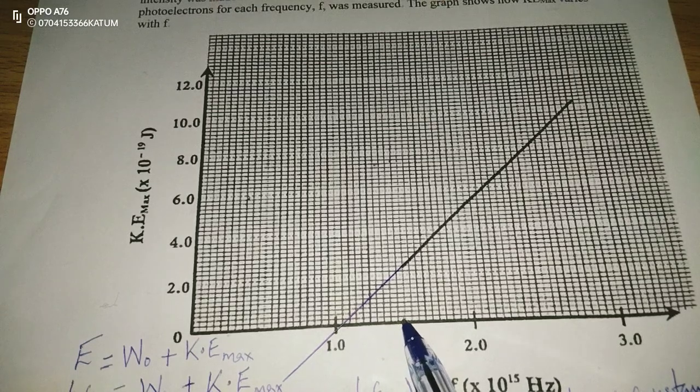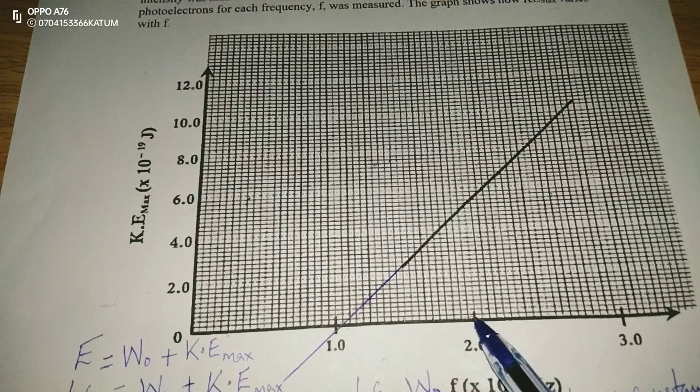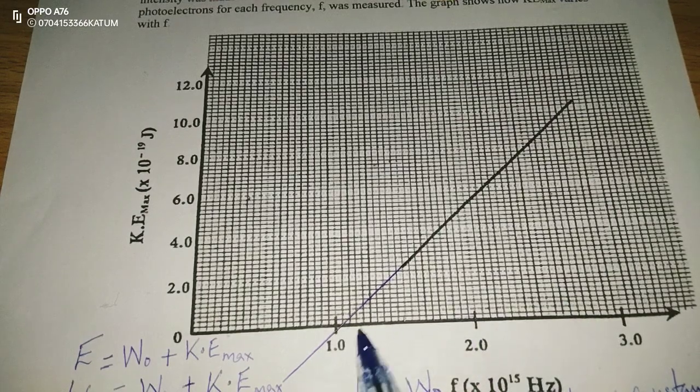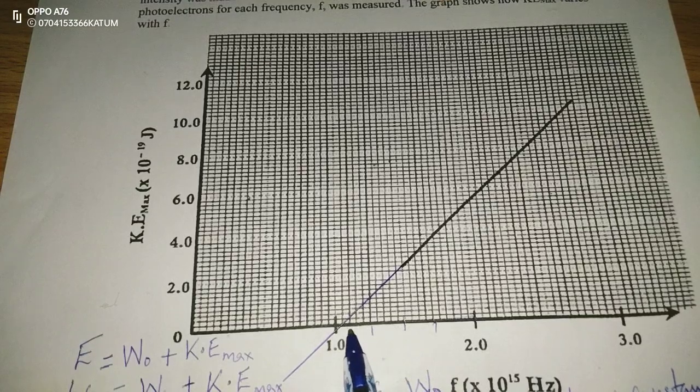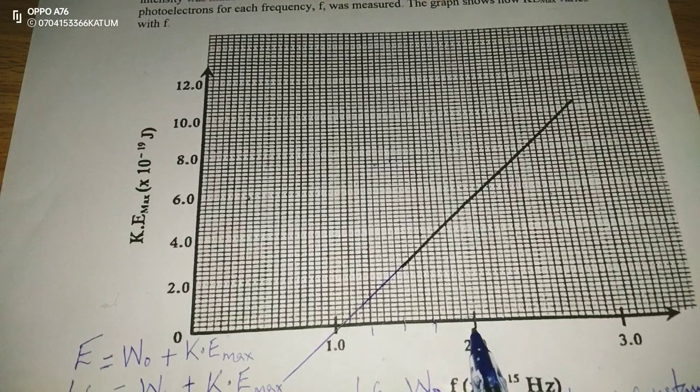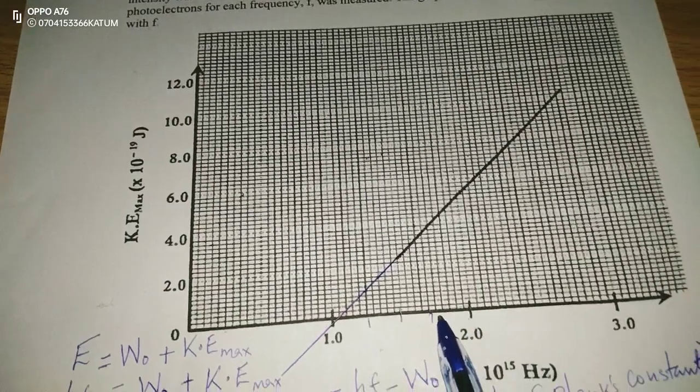5 more divisions. Then we have 5 more divisions, and 5 more divisions before 2. Therefore, we are having very many divisions, like 1, 2, 3, 4. So we have 4 centimeters, to be precise, for 1 unit. 4 centimeters for 1 unit.